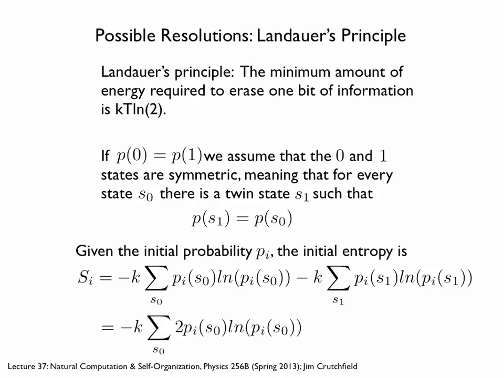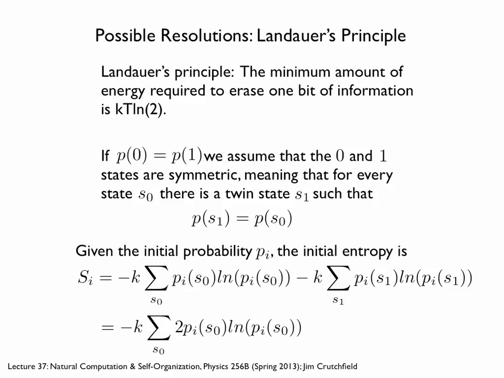Landauer's principle sort of formalized this from a different perspective, not really using mechanism, but using the second law again. And he stated that the minimum amount of energy required to erase one bit of information is kT log 2. So the way to see this is if you have one bit of information, you have two states with equivalent probabilities, and we assume that the two states 0 and 1 are symmetric, meaning that for every microstate of the, say, 0 macrostate S0, there is a twin microstate S1 such that the probability of S1 is equal to the probability of S0.